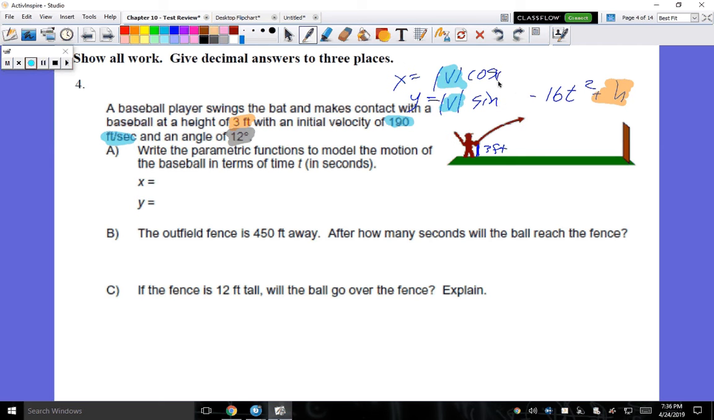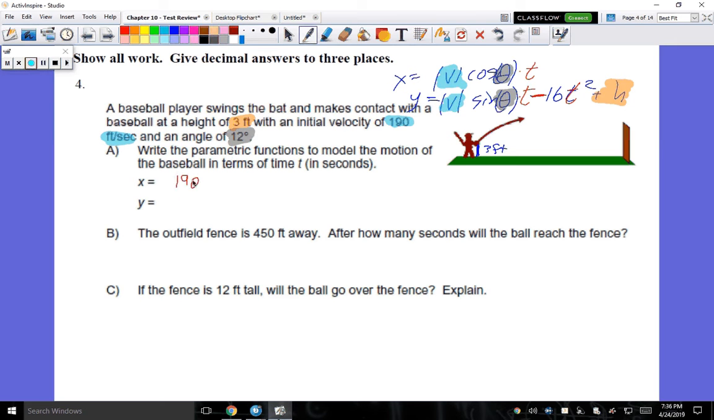It's going to be cosine of theta, sine of theta. And then it's multiplied here by t, minus 16t squared plus h. There we go. So this is going to be gray for the angle of 12 degrees here. So what we're going to do is write the parametric with all these pieces out and see what we get. So for x, we're going to have the magnitude, which is 190.